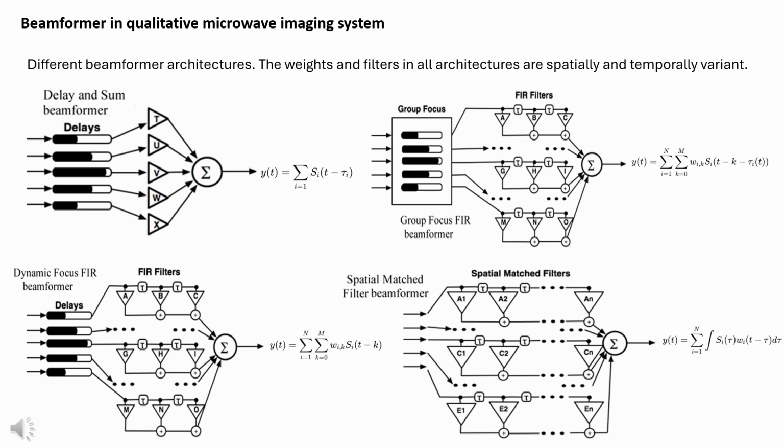Dynamic Focus FIR beamformer architecture introduces dynamic focusing, where both the time delays and FIR filters are continuously adapted in real time. This dynamic focus enables the system to track changes in the brain structure or activity, such as moving tissue or active regions. The system dynamically adjusts both the spatial focus and the FIR filters over time, providing real-time adaptability. As brain structures change or activities occur, the system recalibrates to maintain optimal focus.